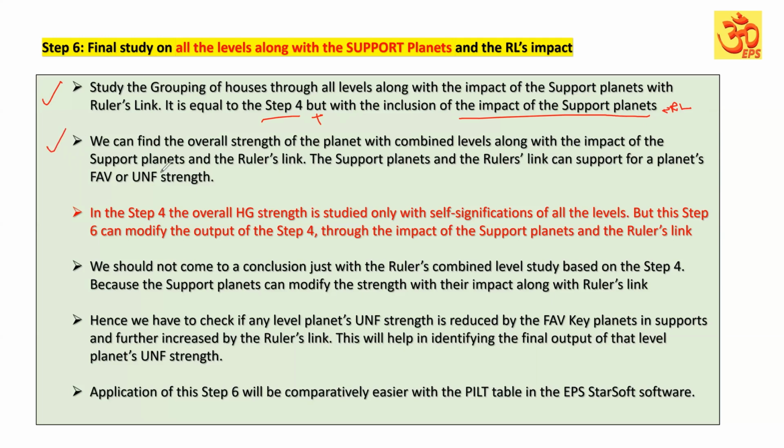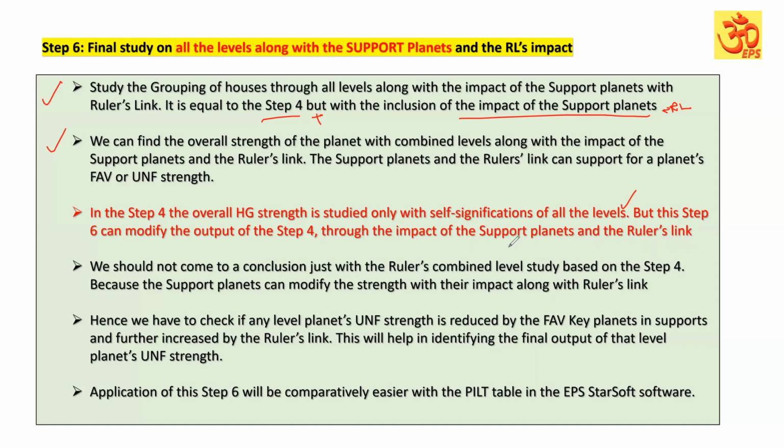We can find the overall strength of the planet with the combined levels along with the impact of the support planets and the ruler links. The support planets and the ruler's link can support a planet's unfavorable or favorable state. That we studied. In step number 4, overall house grouping strength is studied only with the self-signification of all levels. But this step number 6 can modify the output of step number 4 through the impact of the support planets and the ruler's link.